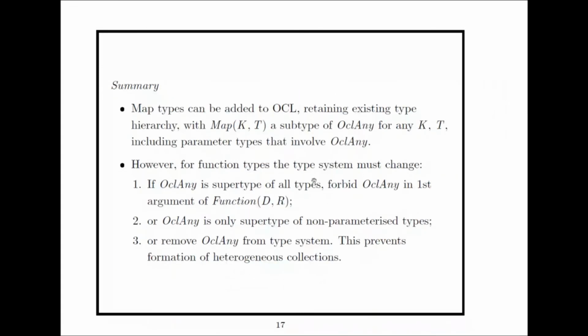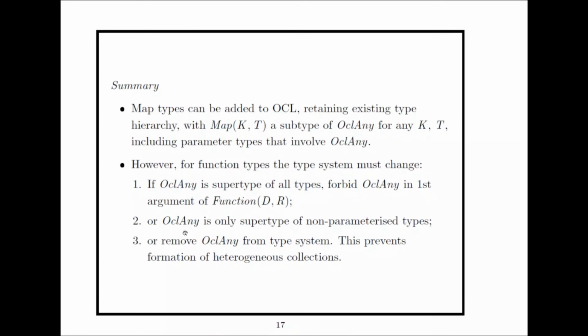So in conclusion, we can say that map types can be added to OCL without really disrupting the existing type system of OCL. And that is part of a proposal, in fact, for the next revision of OCL, although it's not clear when that next revision is going to happen. However, for function types, there is much more disruption of the type system, and in particular, if we retained OCL as this universal supertype, then we couldn't have OCL in the first argument of a function type.